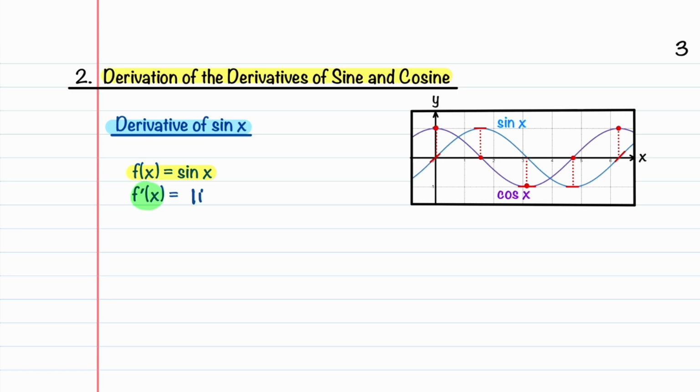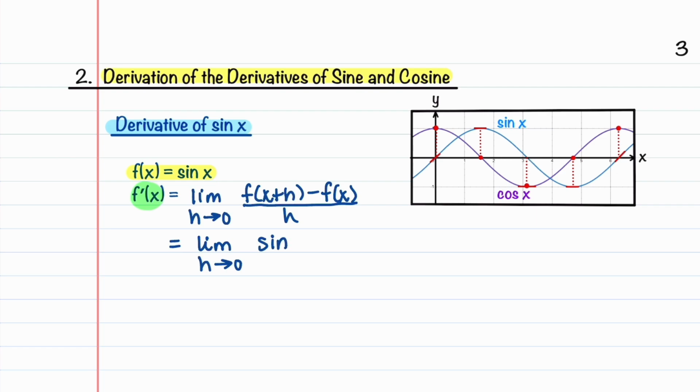It's the limit as h goes to 0 of f of x plus h minus f of x, all divided by h. Now we're going to substitute in that our function is sine x. So we have the limit as h goes to 0, sine, and then instead of x, we're going to plug in an x plus h, minus f of x, which is sine x, all divided by h.